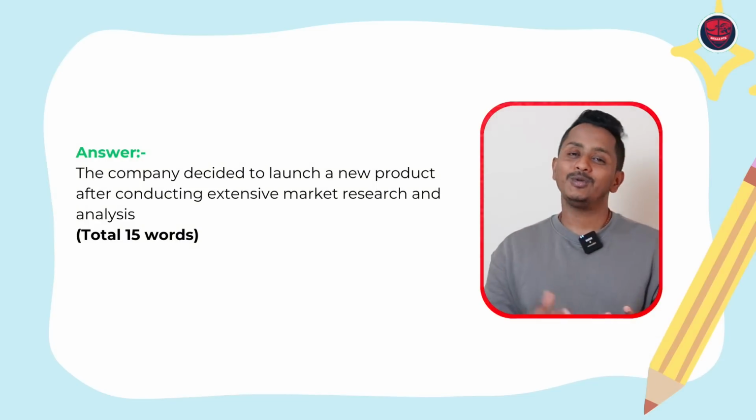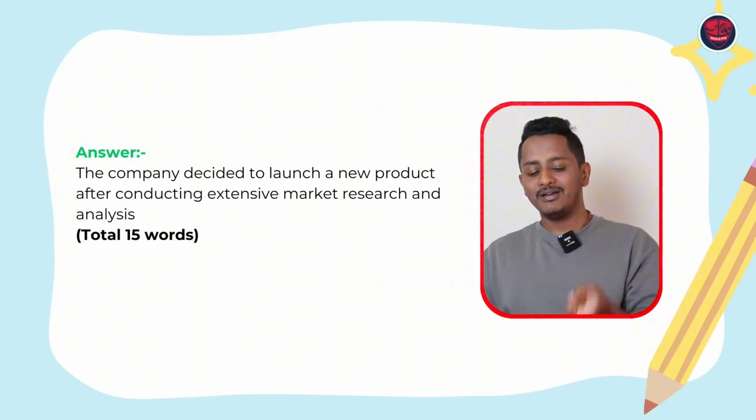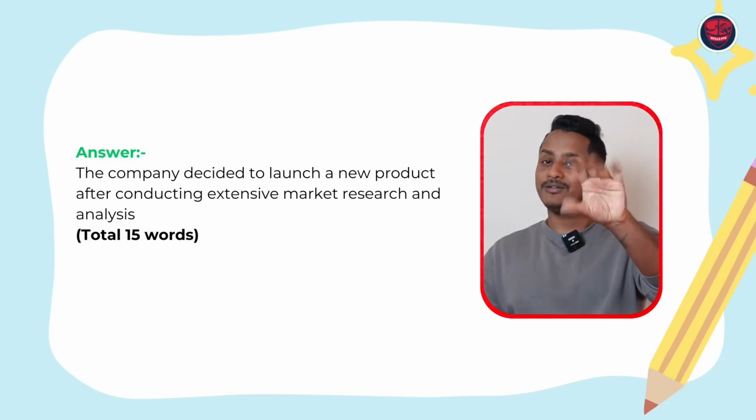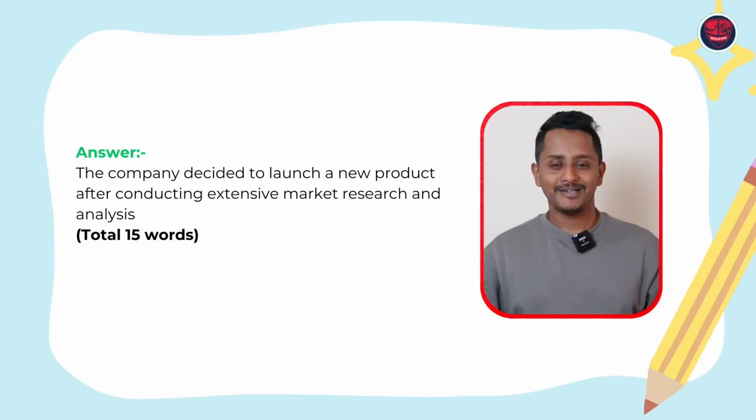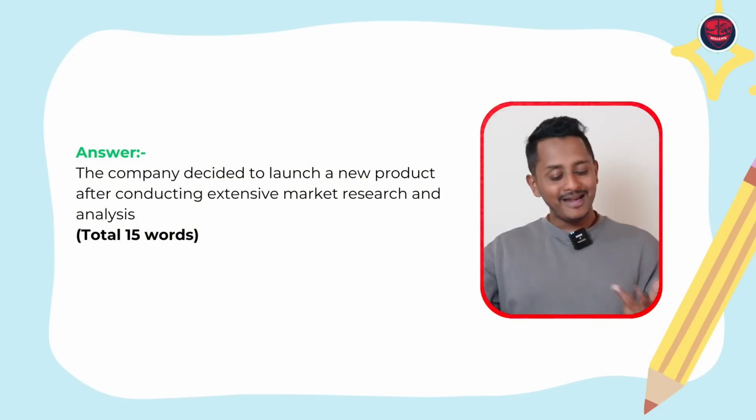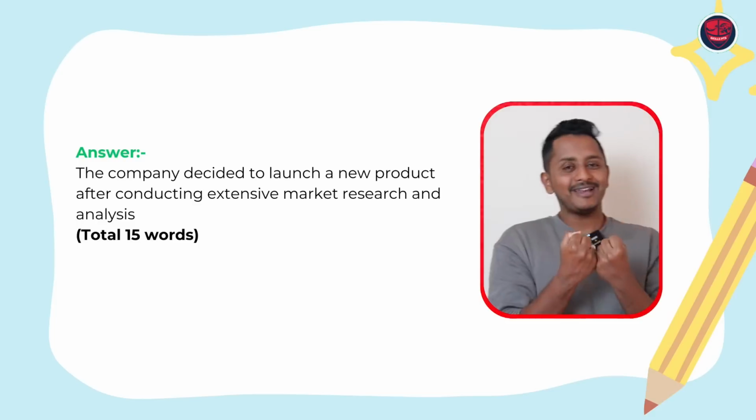You understand this way, you do it. You memorize, you write market, extensive, company decided to launch. 5 words you'll write. 15 words are there. Hope you are getting it. Now adding extra words is the next thing. First thing is getting the context.